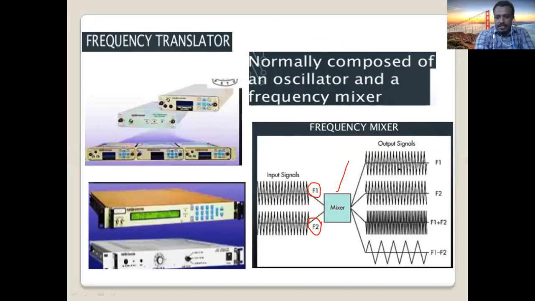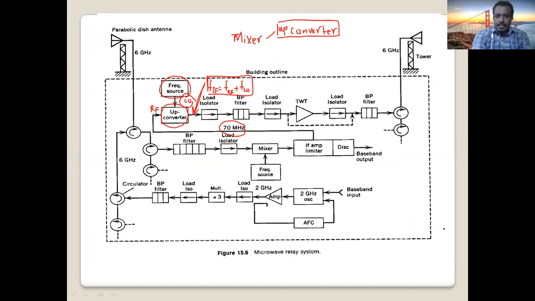So the mixer can generate many signals, but when it is an up converter, we need what? We need the summation of the two. Because in an up converter mixer, we need to increase the frequency of our carrier from RF to IF. In which type of mixer? In the up converter mixer. Where is the up converter mixer needed? In the transmitter section, mostly this is our transmitter side.